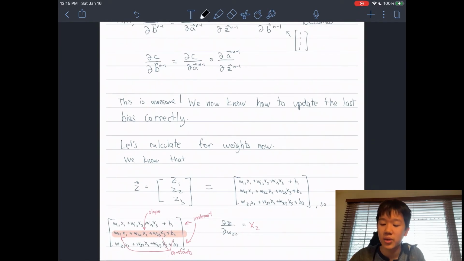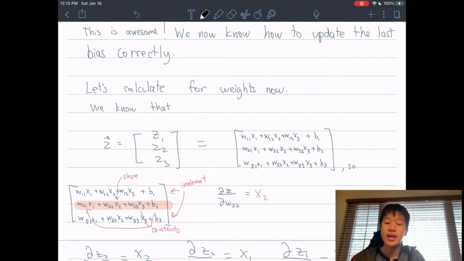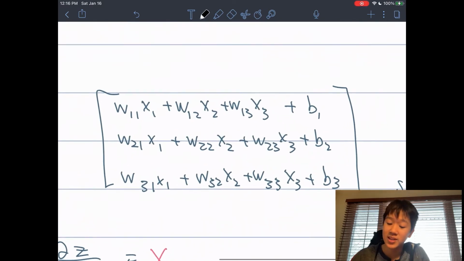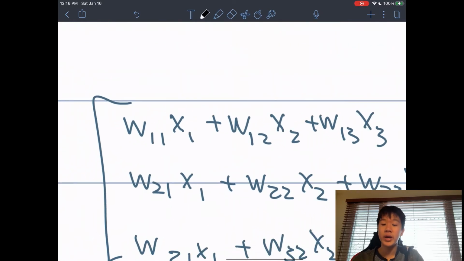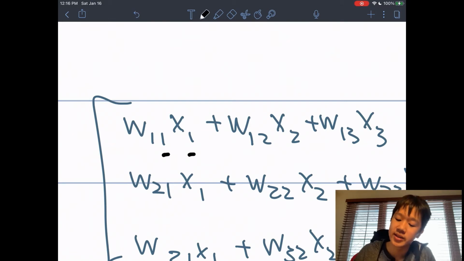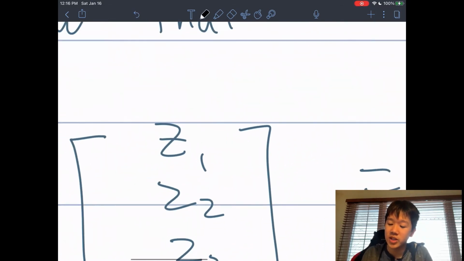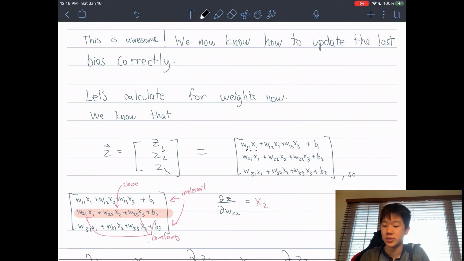So let's calculate the weights now. So we know that z is equal to z1, z2, z3, and that it's going to be a vector. If you expand its form, it's going to be w11 x1 plus w12 x2 plus w13 x3 plus b1. And just a quick tip for the weights, the last index is always going to be matched with the same index from the input, and the first index is always going to be matched with the index of this output.